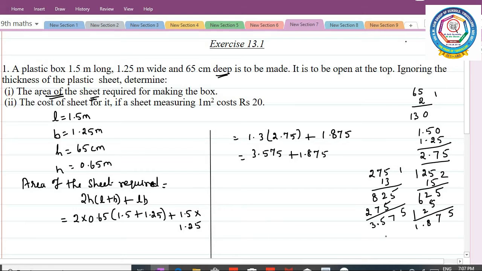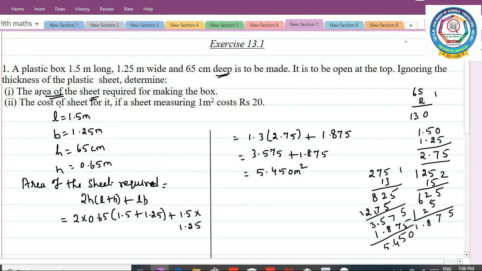1.875. We have to add this one. 1.875. Here is 0. 5 plus 5, 10, 0, remaining 1. 14 plus 1, 15, remaining 1. Here is 10, 14, remaining 1, 5. So 5.450 meters square. So now I got that area.